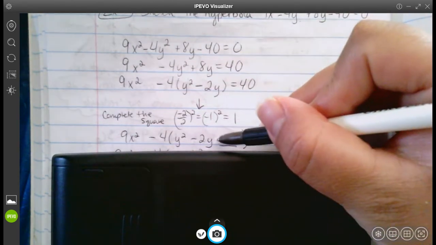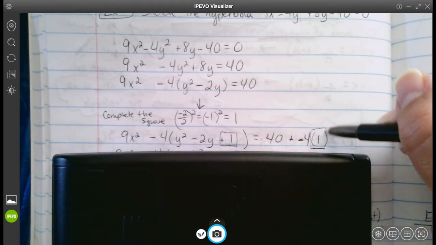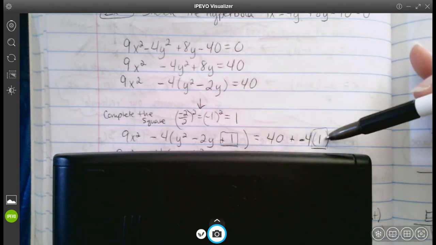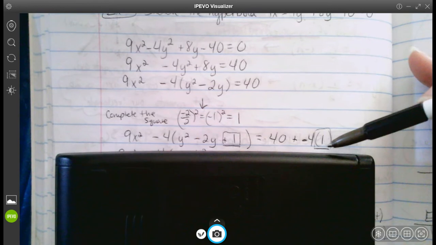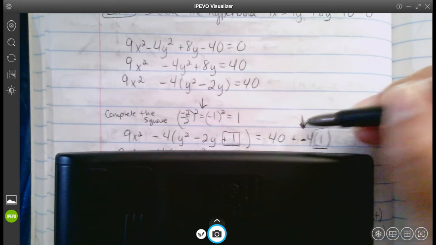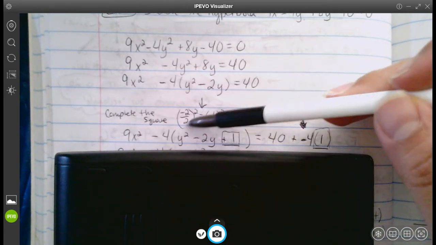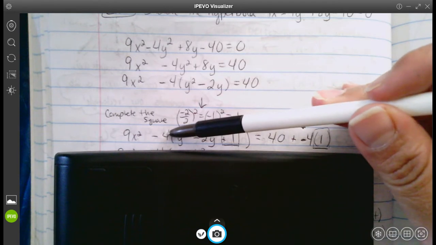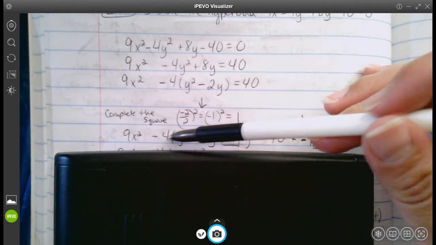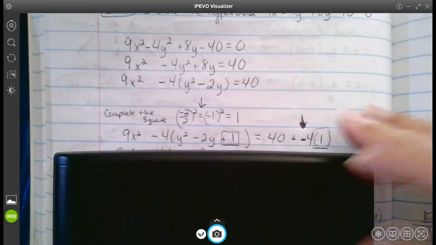So I added a 1 to both sides, in the parentheses here, plus 1. You will notice that I put a negative 4 here, and it's not there randomly. Like I mentioned in one of the classes, this is being multiplied by negative 4, so we can't just do plus 1. You have to do plus 1 times negative 4, because whatever you do to this side, you have to do to this side. That's where the negative 4 is coming from.